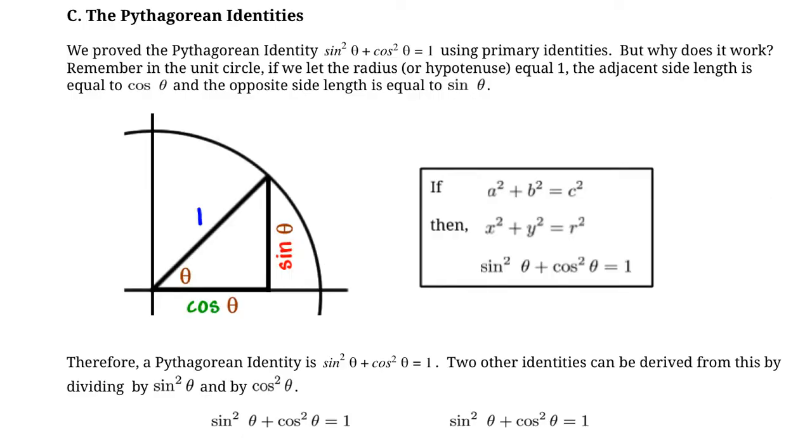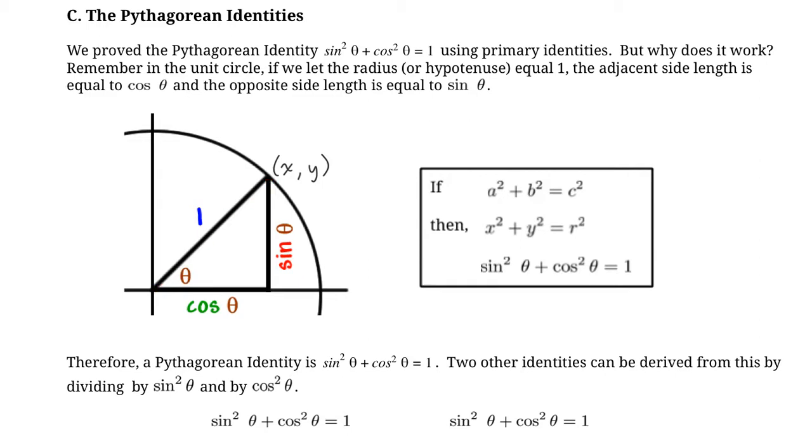Now let's get a little more comfortable with our Pythagorean identities. We've already proved this Pythagorean identity with the primary identities, but why does it work? Well, we've already learned about the unit circle, and we learned about a point (x, y) on the unit circle. We know that for any angle theta on the unit circle, cos theta is this bottom side here, which is just x, and our sine theta is this side right here, which is y. And since this is a unit circle, our radius is equal to 1.